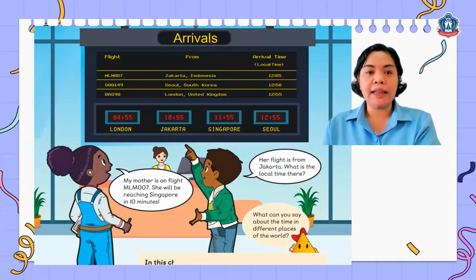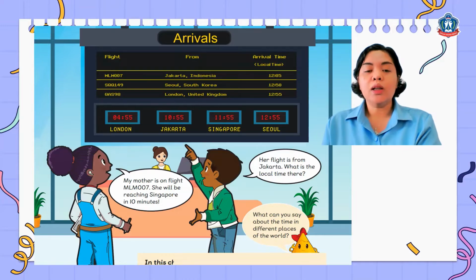This picture shows the time and flights in the airport. So it shows the flight number, the time of departure, and the arrival time. And it shows also the different times in different cities around the world: London, Jakarta, Singapore, and Seoul. The girl said that her mother is on flight MLM 007 from Jakarta. Her mom will be flying to Singapore and it will arrive in 10 minutes. The boy said that her flight is from Jakarta.